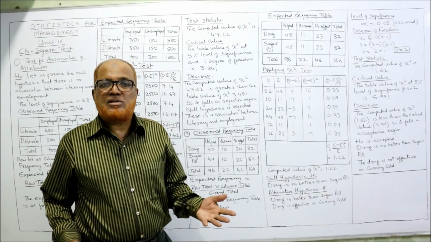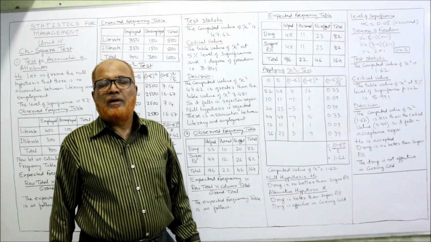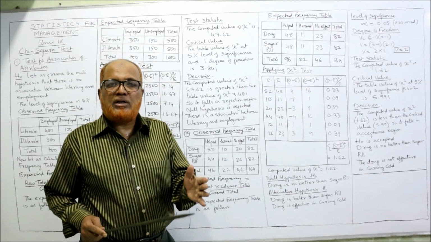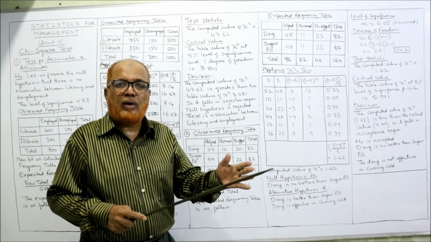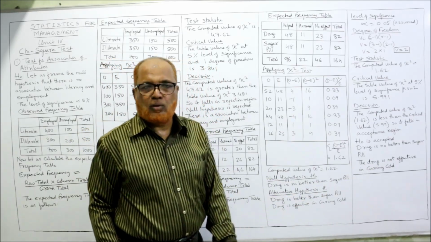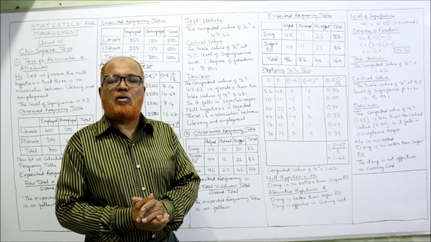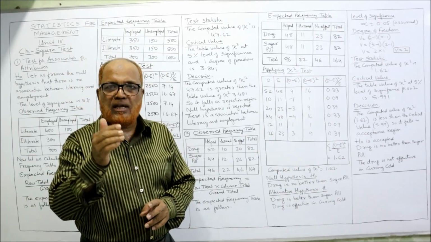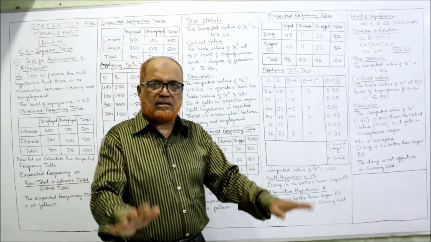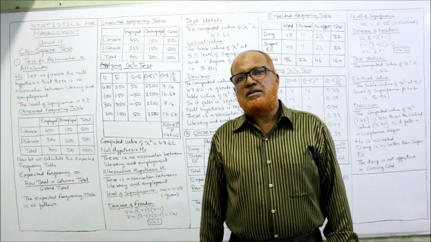What does the null hypothesis say? Drug is no better than sugar pill. That means drug is not effective in curing cold. That's it. The drug is not effective in curing cold. Null hypothesis we have accepted. Why have we accepted? Because the computed value is less than the critical value. That's it. So the first 2 problems I have explained in complete detail.